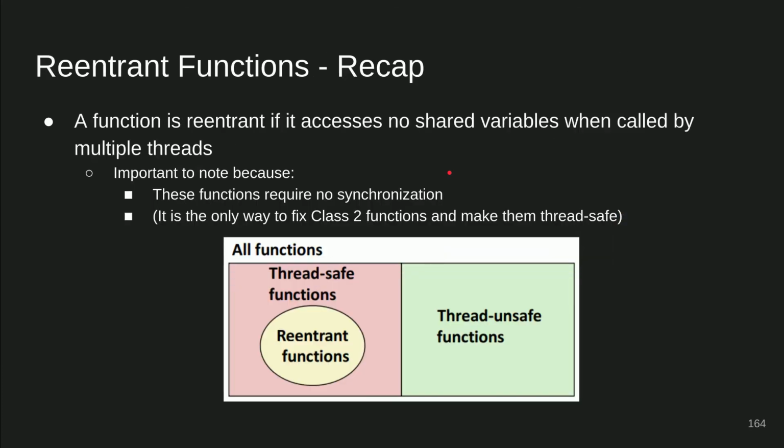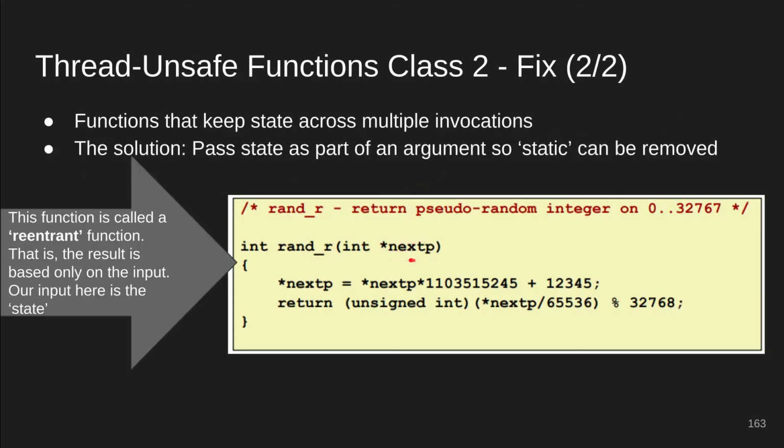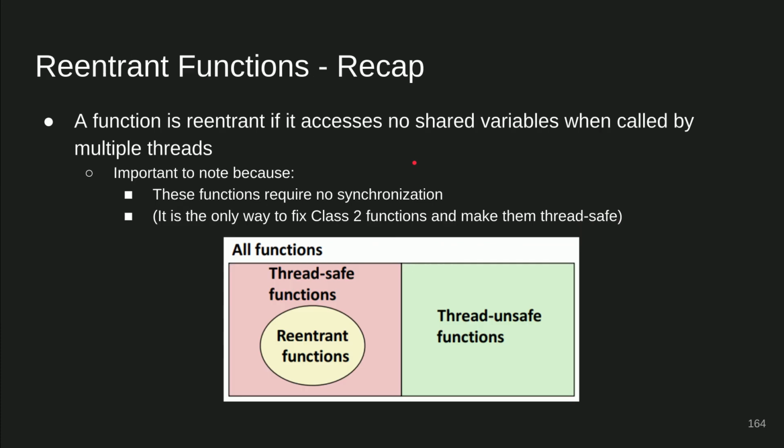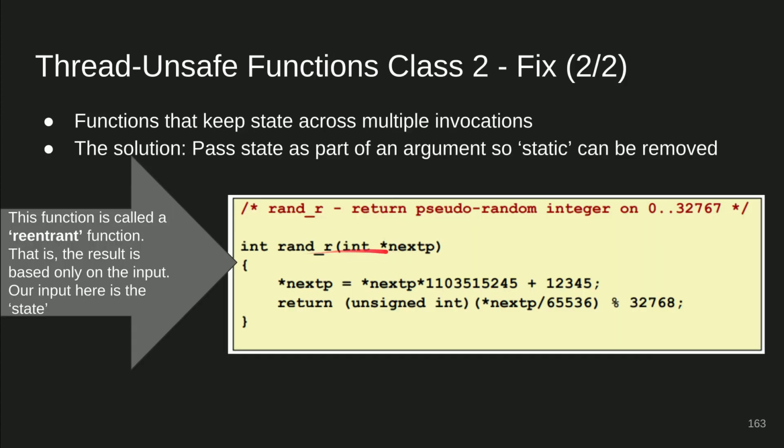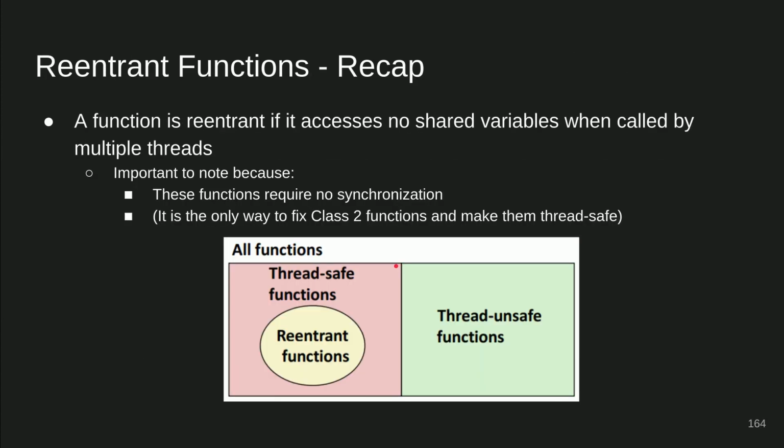Okay, so your input is keeping track of this state. You sort of move your problem elsewhere. Okay, so reentrant functions are thread safe functions, okay? And they're sort of nice because they don't require any synchronization. You didn't have to do any locking or unlocking of anything. But you're sort of just relying on the user to pass in a new variable here, okay?